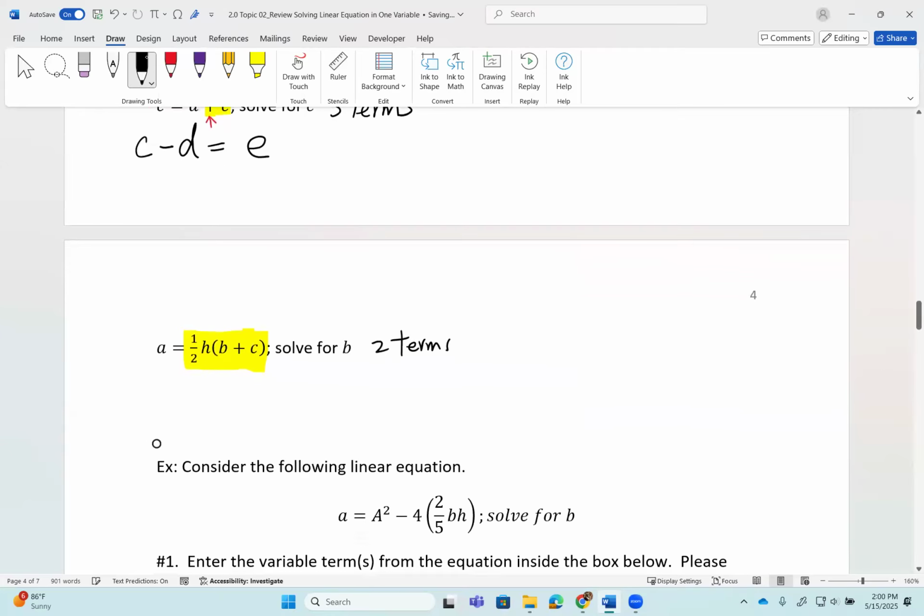Okay, so the letter B is a variable, right? So it's trapped inside the parenthesis. So that's almost like peeling an onion. Okay, I gotta reach the inside, so I gotta get rid of the stuff on the outside, the parenthesis.